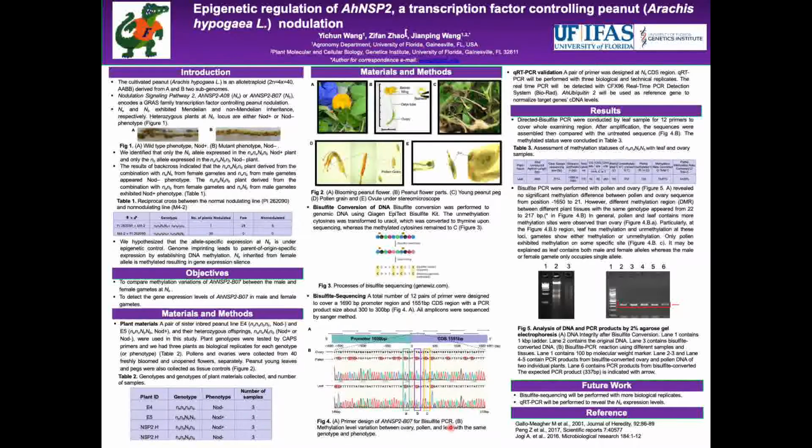It may be explained as leaf contains both male and female alleles, whereas the male or female gametes only occupy a single allele. In the future, we are going to perform the same process on more tissues and biological replicates. Next, we are going to perform qRT-PCR to reveal the NSP2 expression level in male and female gametes.